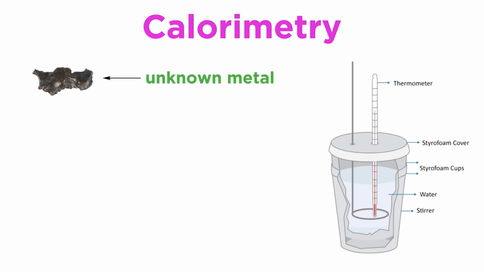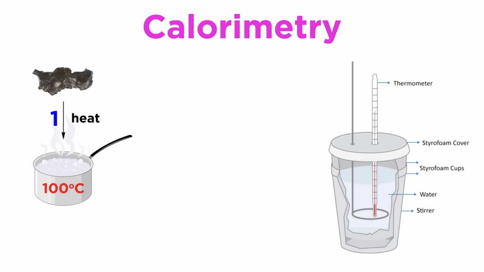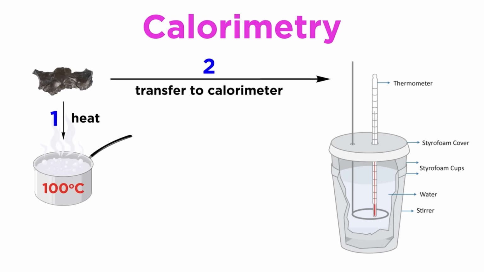Something that can be done with such a calorimeter would be to measure the heat capacity of an unknown object. A piece of metal could be heated to a known temperature, perhaps in boiling water, and then transferred to a known volume of room temperature water in a calorimeter, which will then heat up to an intermediate temperature somewhere in between the two initial temperatures.